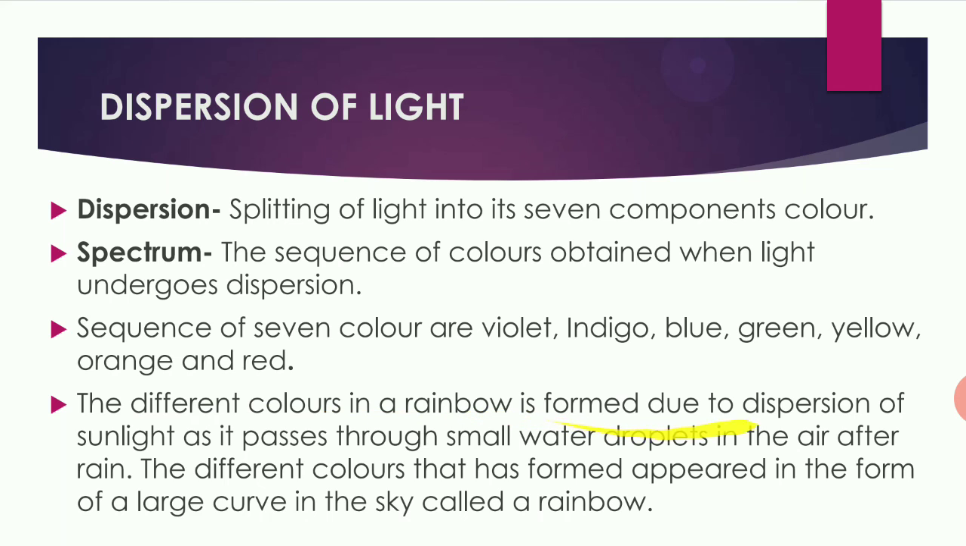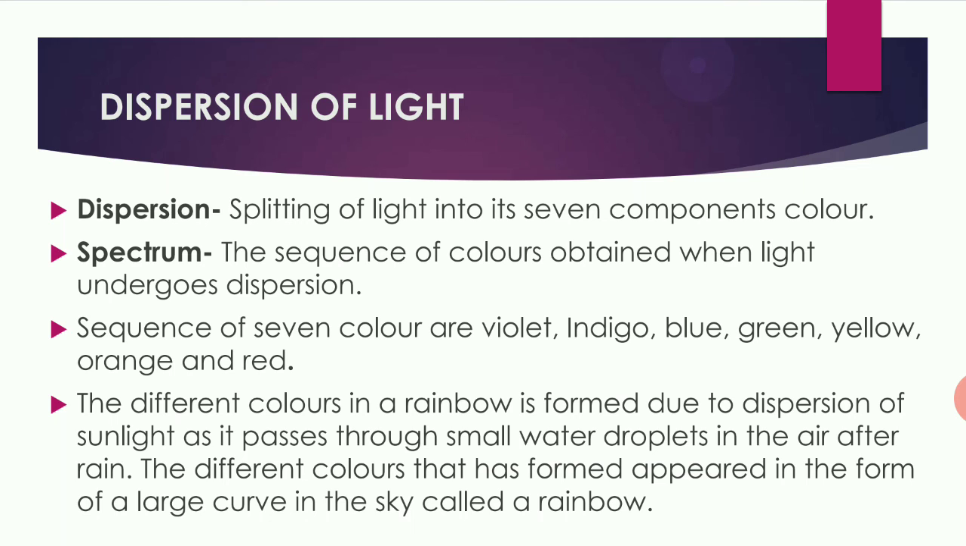The different colors of the rainbow are formed due to the dispersion of sunlight passing through the small water droplets in the air after the rain. After the rain shower, you see the rainbow. So how is the rainbow formed? See, when the sunlight passes through the water droplets which are present in the air. After the rain shower, the atmosphere contains water droplets. The sunlight passes through these water droplets.